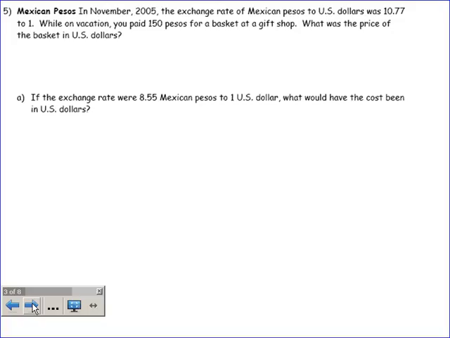Mexican pesos. In November 2005, the exchange rate of Mexican pesos to US dollars was 10.77 to 1. Okay, 10.77 what? To 1 what? In here it does say Mexican pesos to US dollars, so that'd be the 10.77 to 1. So which is the 10.77? Is that pesos or is it dollars? Pesos, okay. While on vacation, you paid 150 pesos for a basket at a gift shop. What was the price in American money?